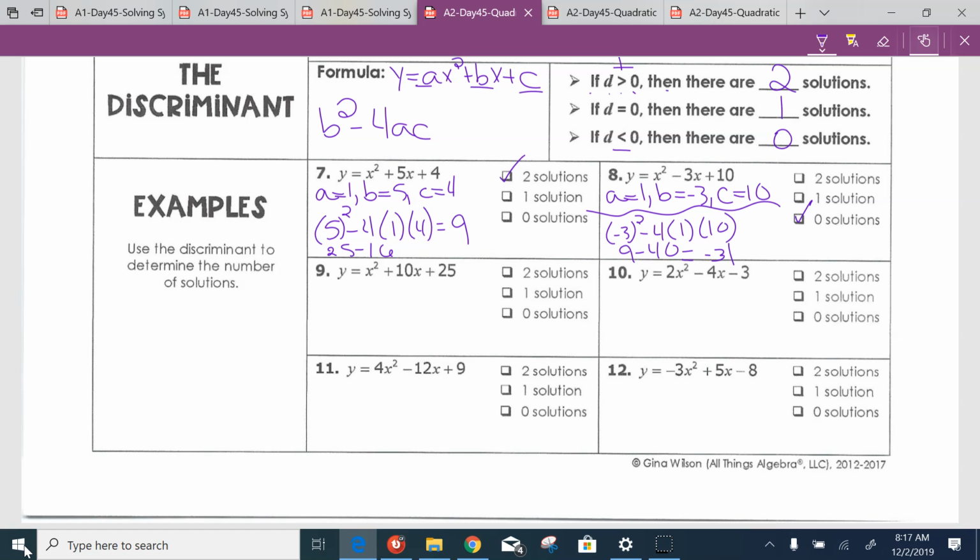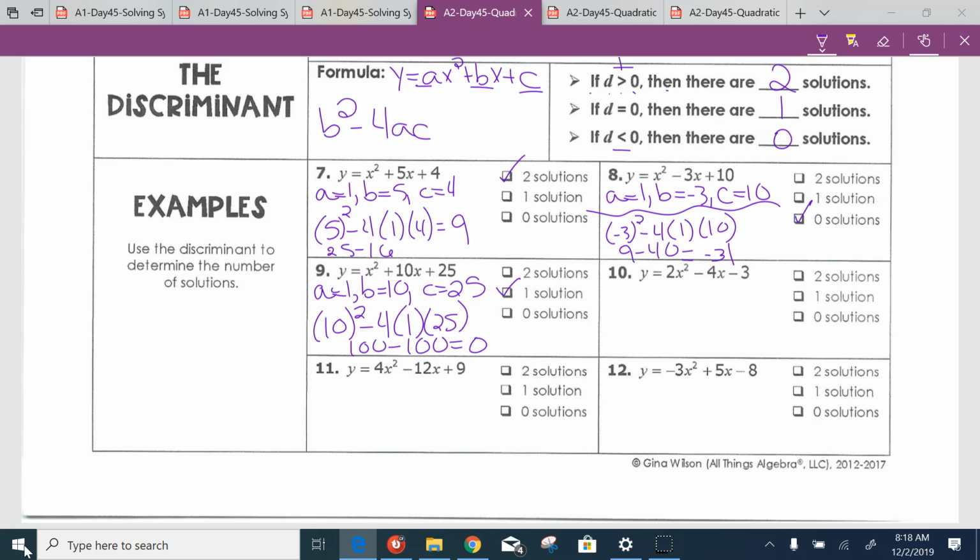Going on to number 9, 10, 11, 12. Number 9. So A is positive 1, B is positive 10, and C is 25. So let's go ahead and use the discriminant. B squared will be 10 squared minus 4 times 1 times 25. I'm going to get 100 on the left side. 4 times 25 is also 100, so 100 minus 100 is 0, which means I'm going to have only 1 solution. Don't get confused with that. A 0 in the discriminant doesn't mean you're going to have 0 solutions. It means it's only going to have 1. Your problem is only going to touch the x-axis at the vertex at 1 spot only. It only has 1 vertex.